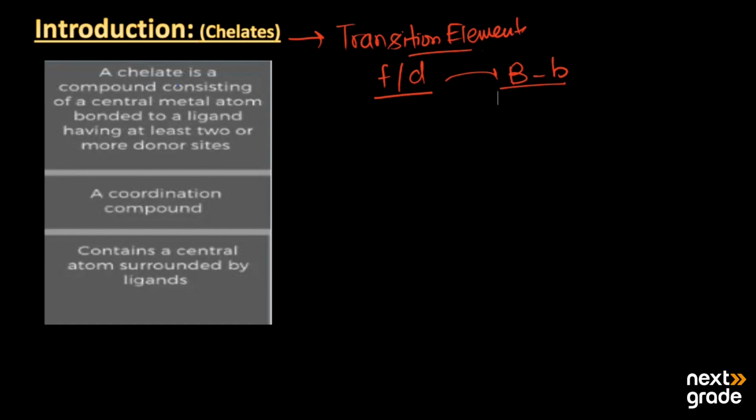So what do we mean by chelates? A chelate is a compound consisting of a central metal atom that is bonded to a ligand having at least two or more donor sites. So this is a simple overview of chelates.